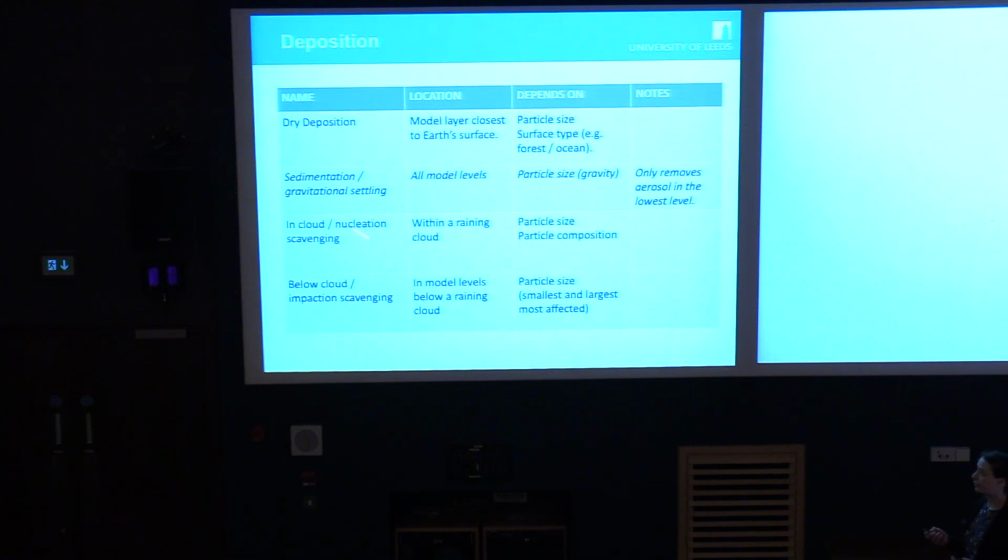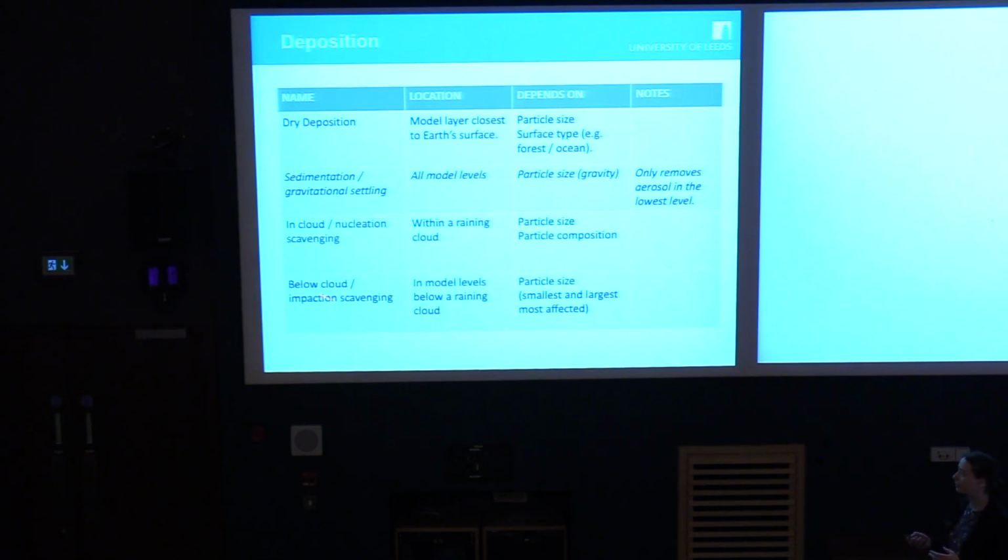We have what's called in-cloud or nucleation scavenging. This is the subset of the aerosol population which we're able to activate to form cloud droplets. If the cloud then precipitates, then it's these particles which are lost from the aerosol population. So this is a size-dependent scavenging process because it's just the larger particles that are scavenged away. So it depends on particle size and particle composition.